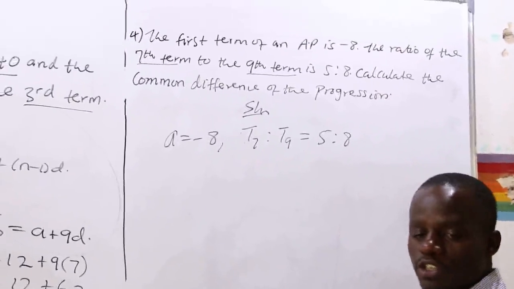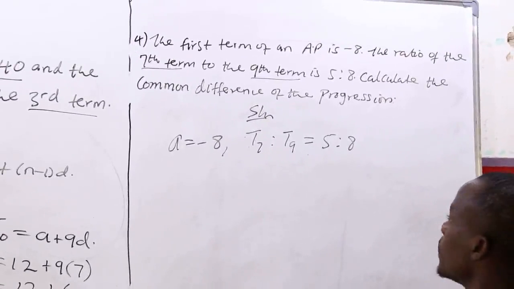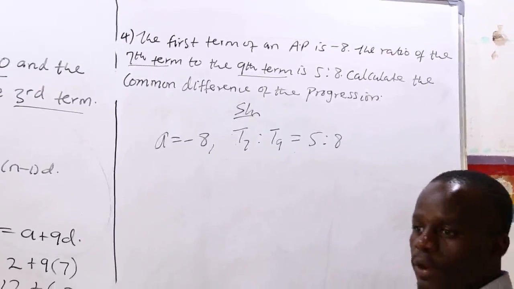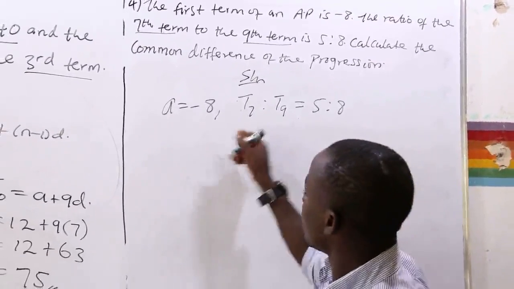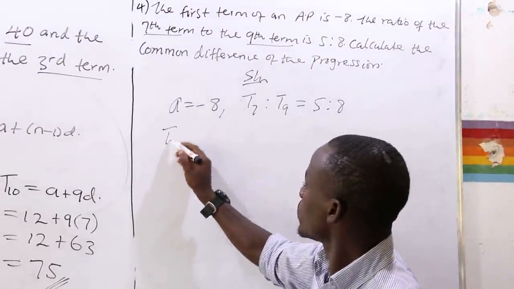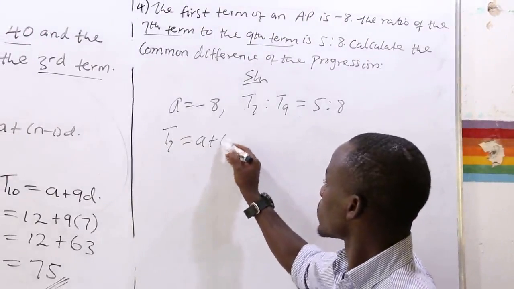Please, I hope you already know what ratio means. Ratio is another way of writing a fraction. So let's go on. Seventh term. Seventh term is A plus 6D.